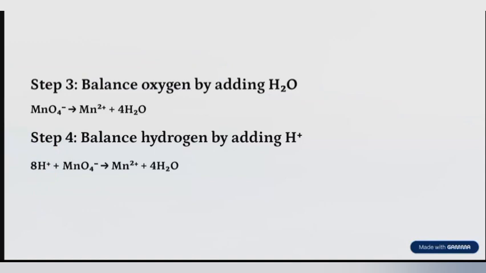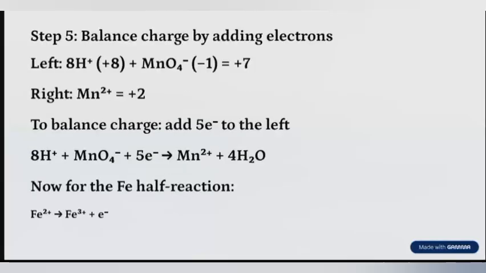So having done that now, we've balanced for oxygen and hydrogen. We've also balanced for all the elements. So the next thing to do now is to balance for the electrons that are present. That's the next step.